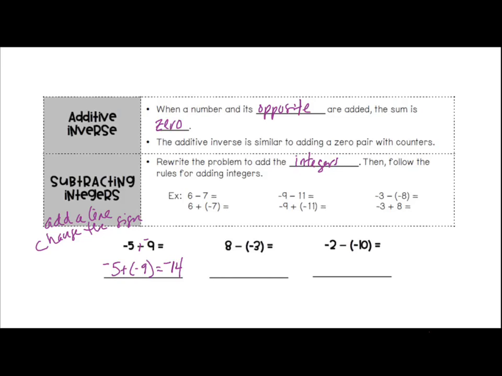I'm going to do the same thing here. We're going to add a line, change the sign. So I changed my subtraction to addition, and 3 is now a positive 3. 8 plus 3, they're both positives, so we just add them together and we get a positive 11. For negative 2 minus negative 10, add a line, change the sign. So we get negative 2 plus 10. Well, positive 10 has our greater absolute value, so our answer is going to be positive. 10 minus 2 is 8.